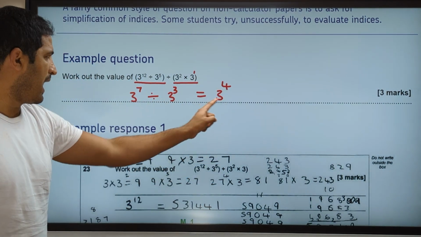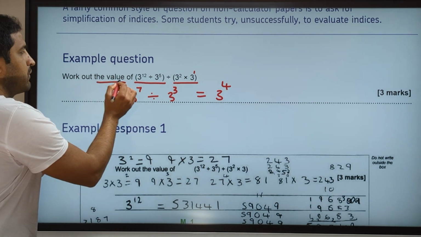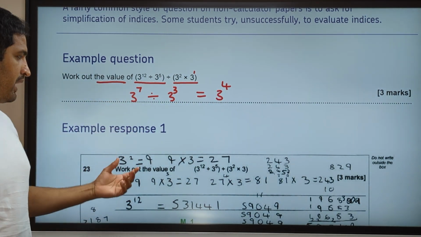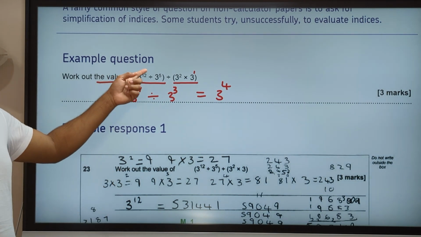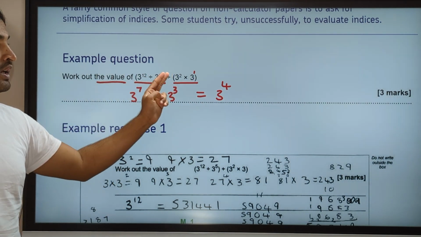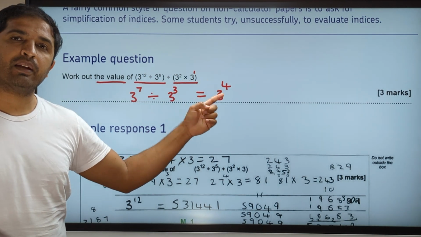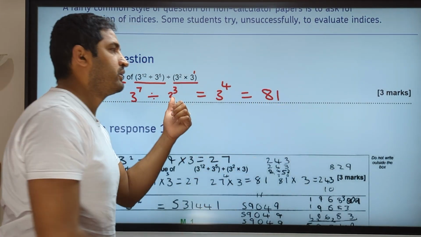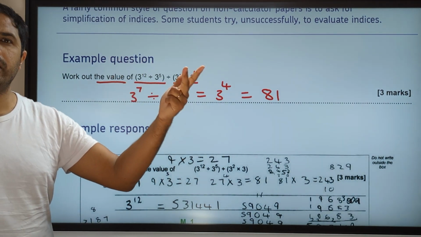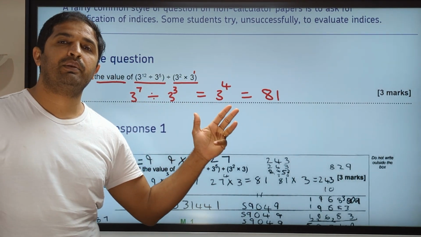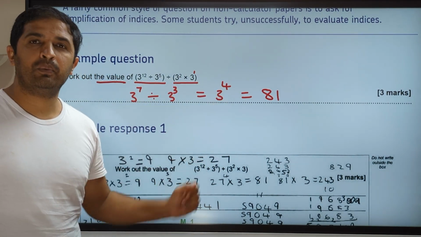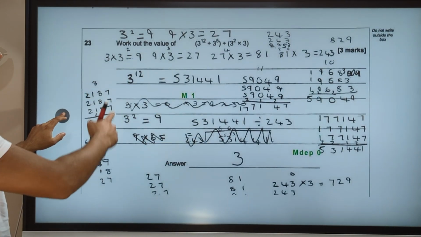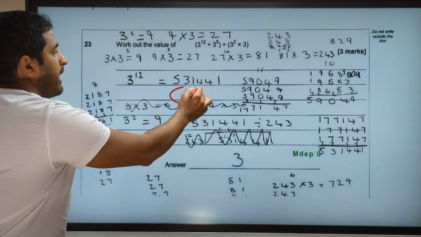Now you can evaluate this, because they're asking you to find the value. So what's the value of 3 to the power 4? Which is a lot better than trying to work out 3 to the power 12. And it can be really quick. Those 3 marks can be done within a minute, which turns out to be 81, because 3 times 3 is 9, 9 times 3 is 27, 27 times 3 gives you the 81 that we need. And with all that working out, you end up getting just 1 mark.